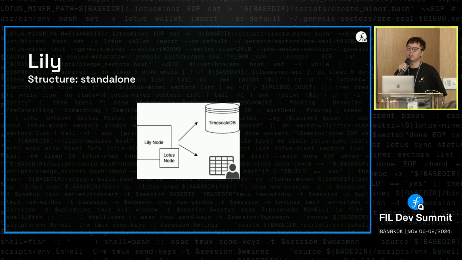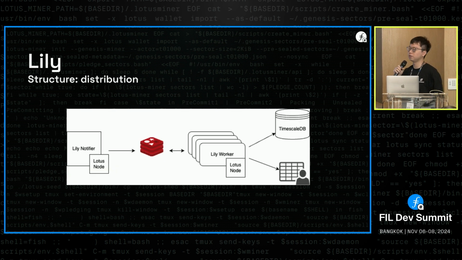Okay, so this is the Lily structure. It's very simple. We are based on the Lotus node, and it can handle everything by itself, and then output to TimescaleDB or CSV.